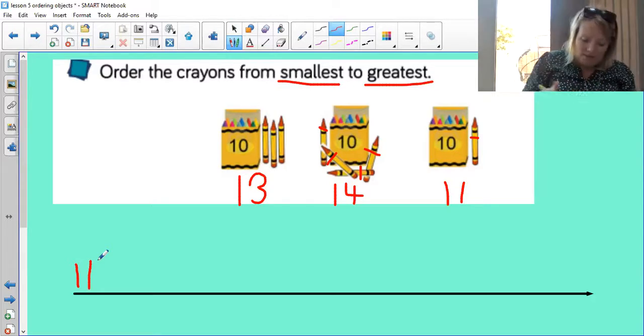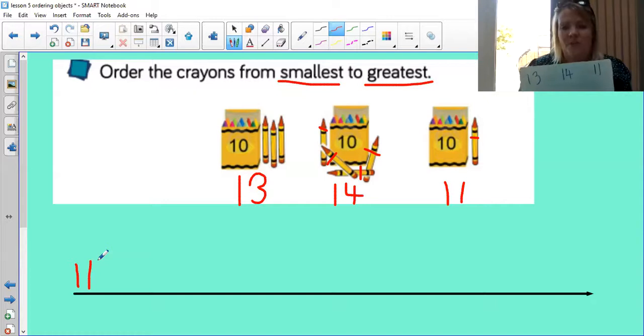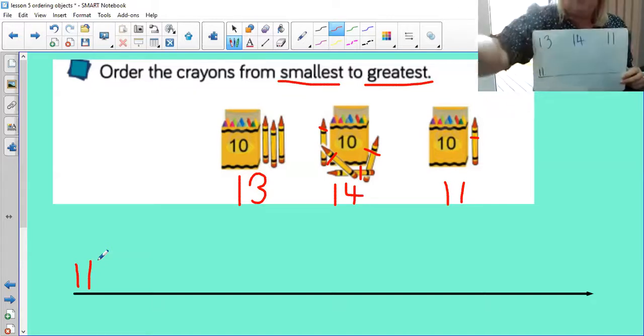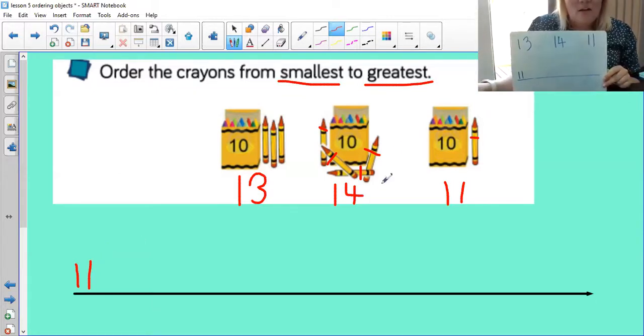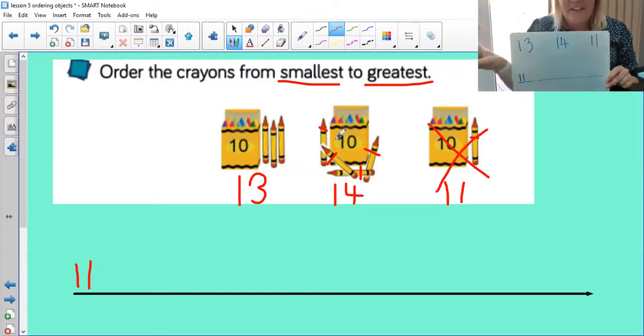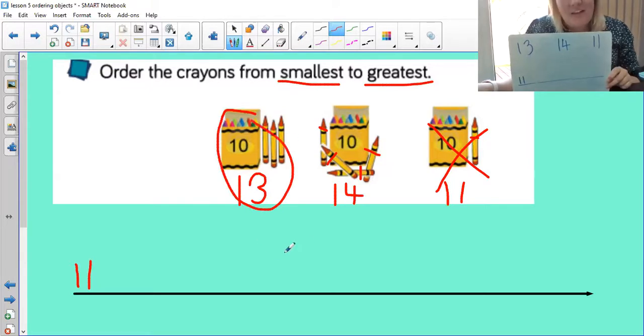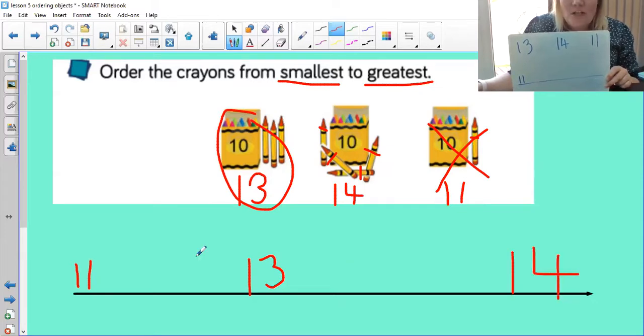So what I do is I put it there on my one. You can do that in your mind, so you can see it. Okay. Then I'm going to cross through the 11 because I know I've done that. So the next number, not the biggest number, the next biggest number after the 11. Yes, 13. Bigger than 11, but not the biggest number. So I'm just going to put the 13 there, which tells us that the biggest number is 14.